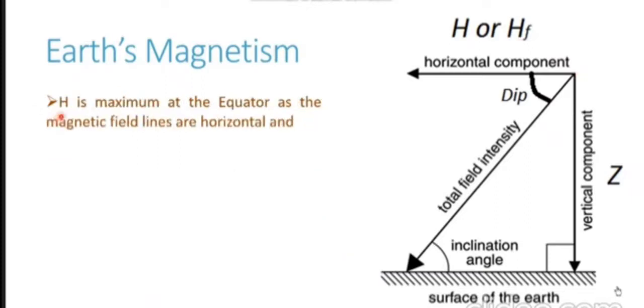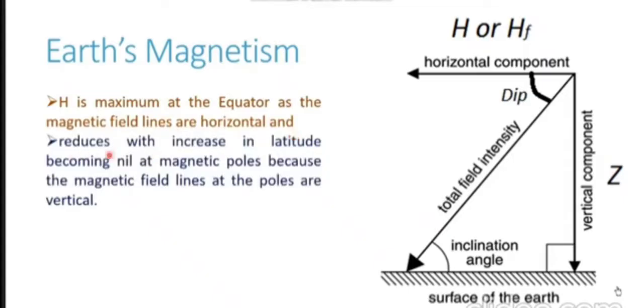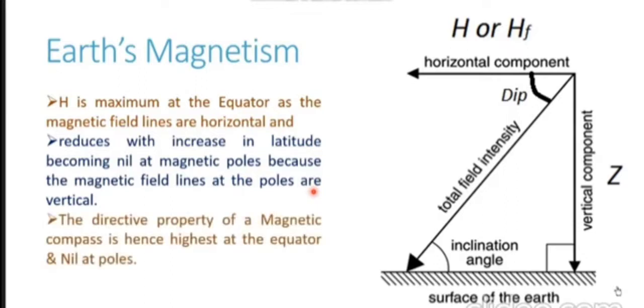Horizontal force or H, giving directive property to our magnetic compass, is maximum at the equator, as at the equator the magnetic field lines are perfectly horizontal, and this keeps on reducing as the latitude increases, becoming nil at the magnetic poles, because at the magnetic pole the magnetic field lines are perfectly vertical. They don't have any horizontal component at all. Therefore, the directive property of a magnetic compass is highest at the equator and nil at the poles.